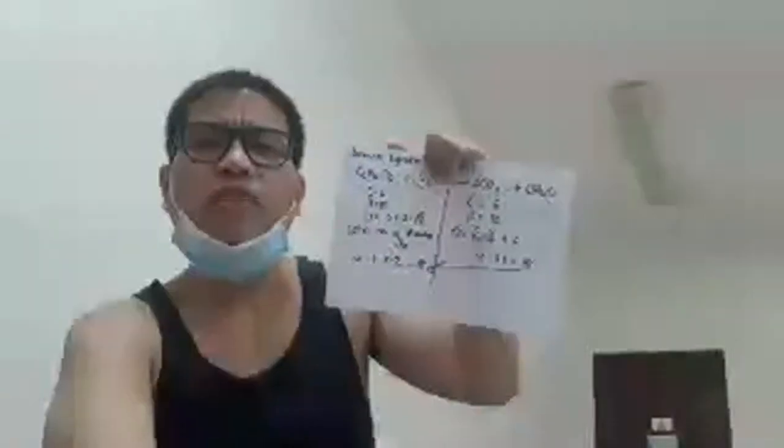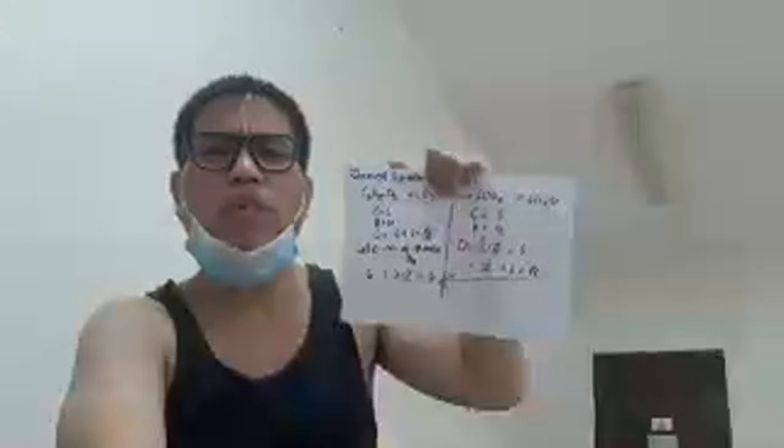So 6 plus X times 2 is equal to 18. Do the math. The lacking oxygen in the reactant will be 2X is equal to 18 minus 6. 18 minus 6 is 12.